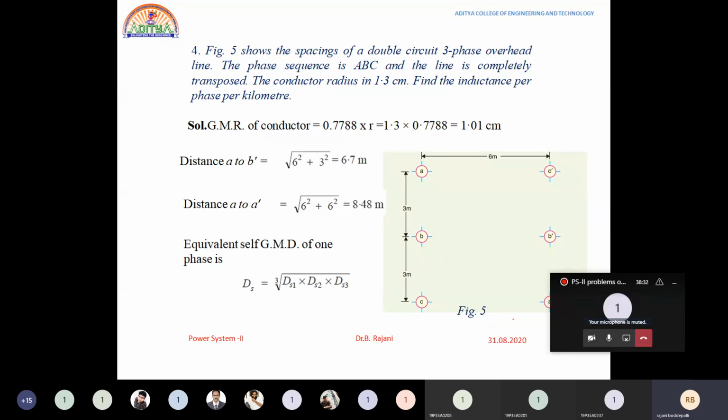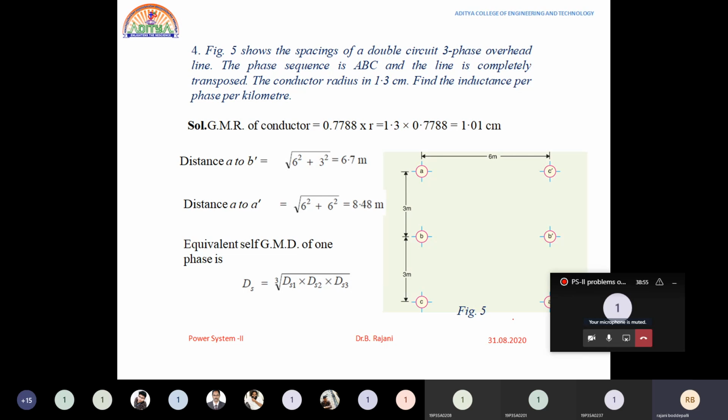Now here we can see that the figure shows the spacing of a double circuit three-phase overhead line. The phase sequence is ABC and the line is completely transposed. The conductor radius is 1.3 centimeters. Find the inductance per phase per kilometer length.